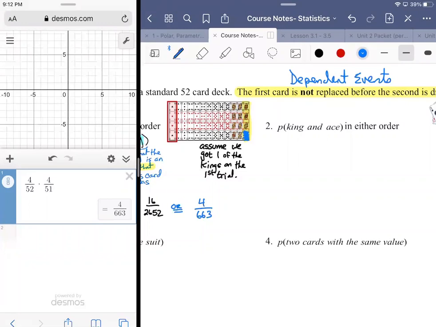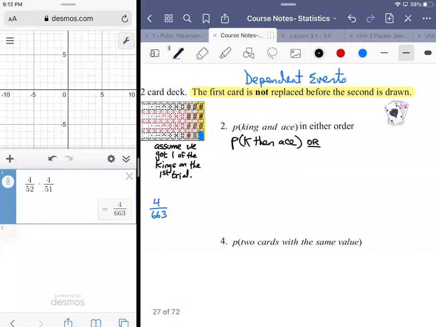Right. So king and an ace in either order. All right. So what that means is that we're looking at the probability of getting a king, then an ace, or the probability of an ace then a king. All right.